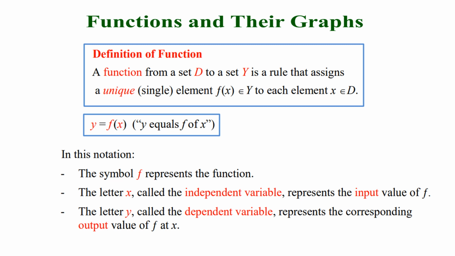Here we consider the two variables x and y. y is always a function of x, which means y depends on x. x is an independent variable, y is a dependent variable. So simply we can explain the function.